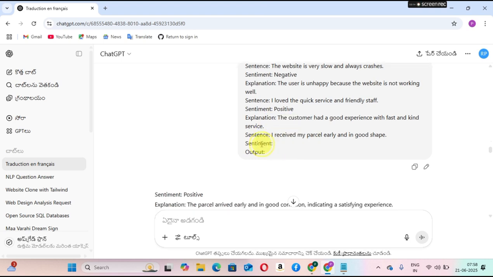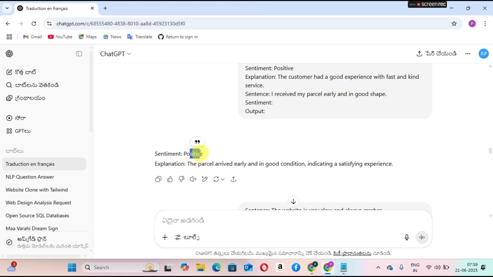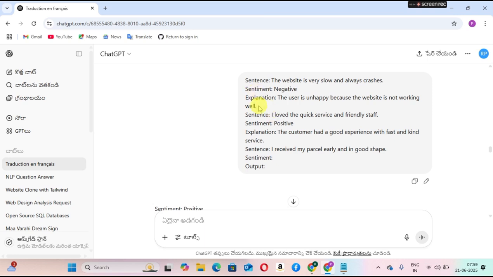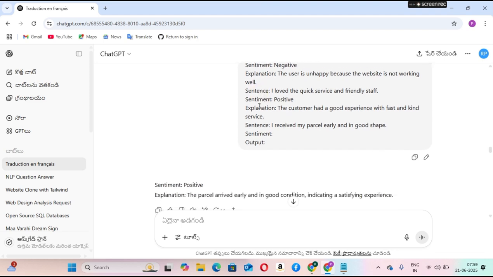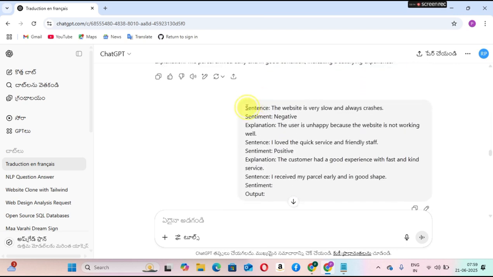And here the sentence is, I received my parcel early and in good shape. Now we are expecting the sentiment and an explanation for this sentence. When you hit enter, the AI model replies positive and gives an explanation. By seeing two full examples, the model understood not only how to classify but also how to explain why. So few-shot helps improve multi-part tasks like this.